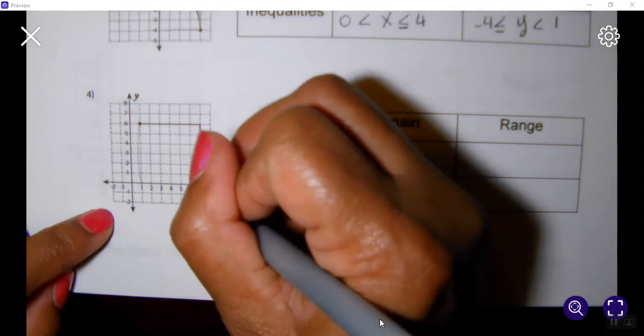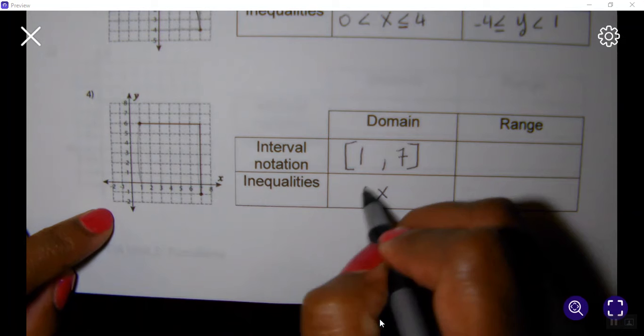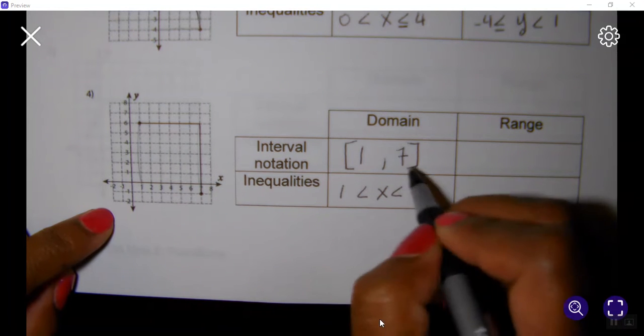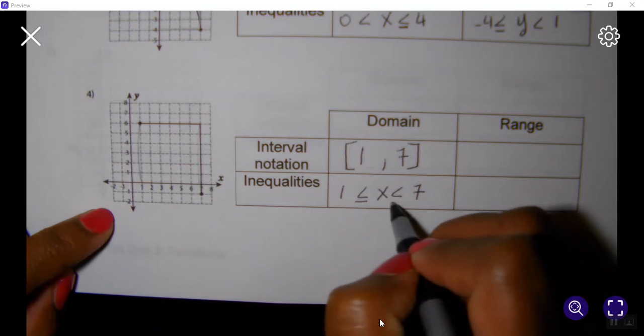At 1 is a closed circle. At 7, it's also a closed circle. It includes all of this, so it's definitely closed. And when I'm writing it using inequalities, x because it's domain, and then 1 and 7, starting at 1, stopping at 7, and they both are included.